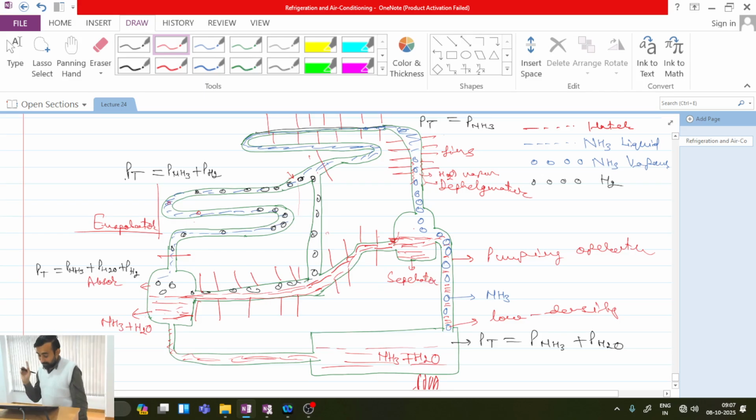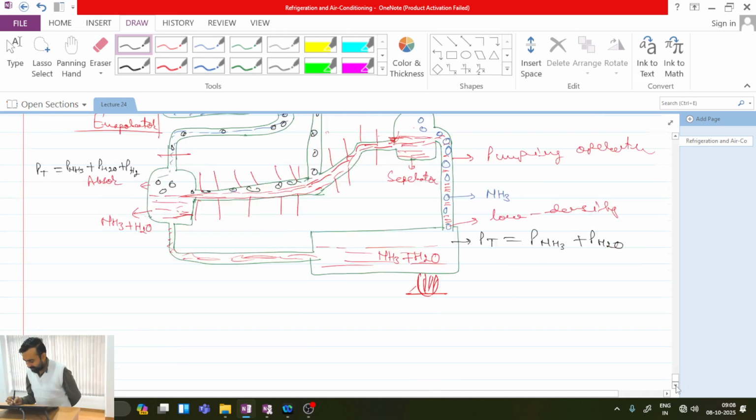Another important thing is, whenever the hydrogen is rising in the upward direction, typically hydrogen concentration is more at the inlet of the evaporator. That's why the partial pressure of ammonia is very less at the inlet of the evaporator. So typically this portion of the evaporator is the cooler portion in comparison to the remaining portions. Okay, so the inlet portion of the evaporator is the cooler portion, because here the evaporation rate is faster. Is this point clear?